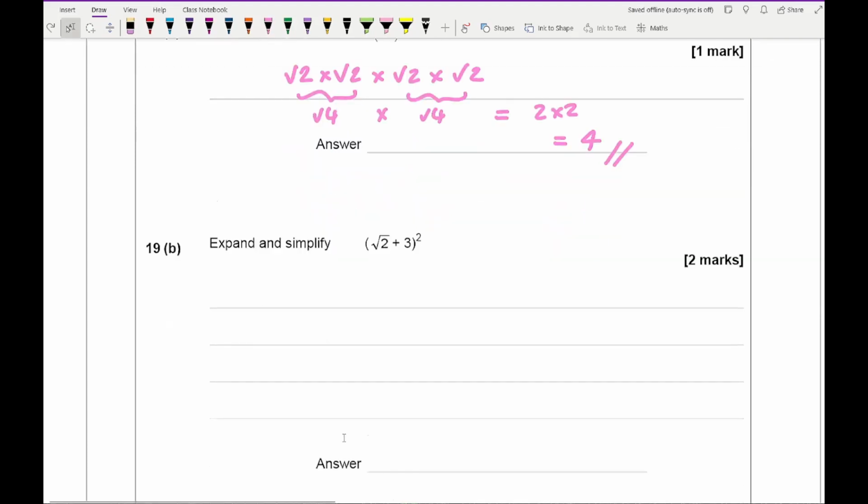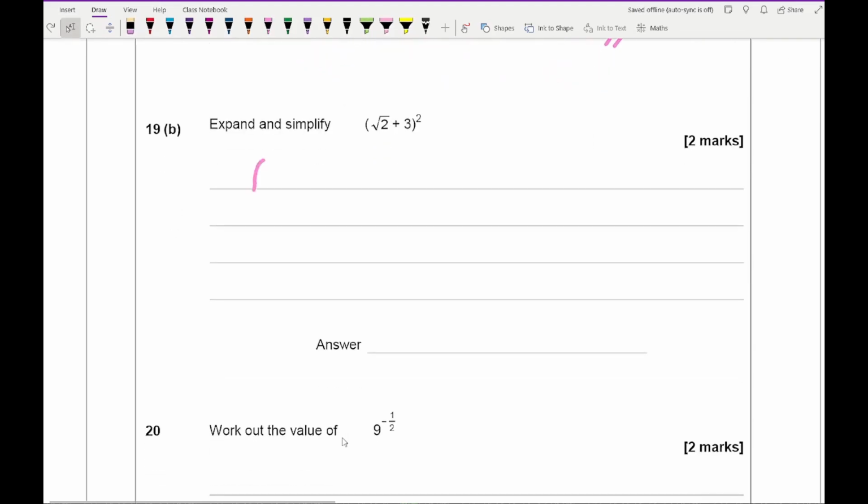Then for question 19b, it says expand and simplify. So we just need to recognize that this is a double bracket question.